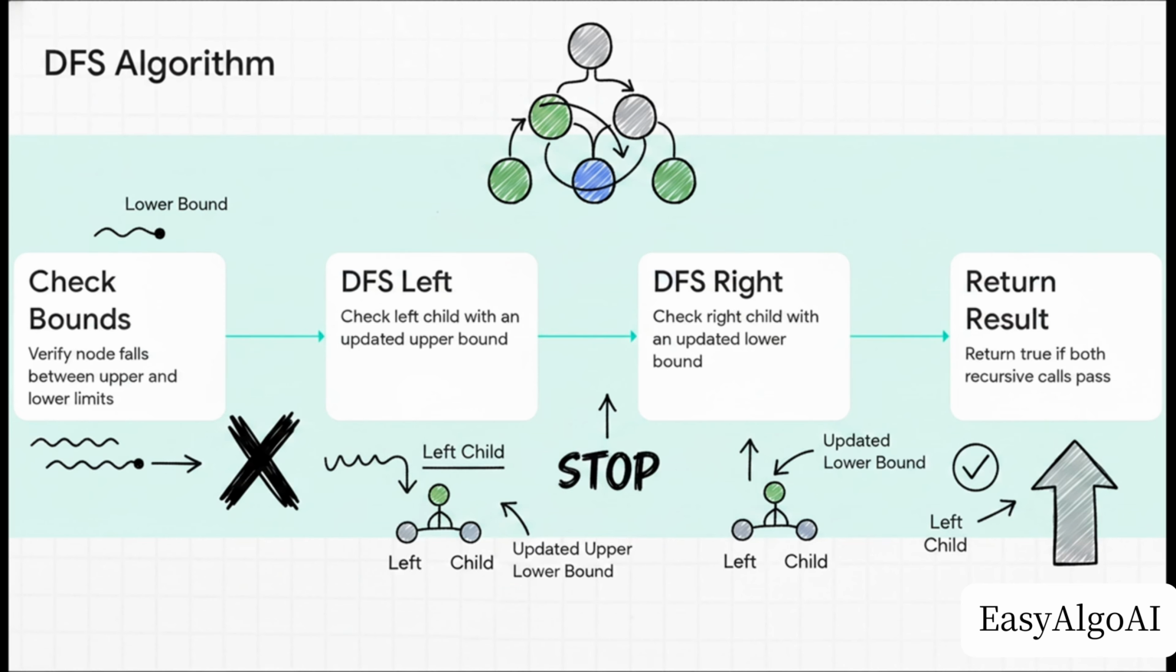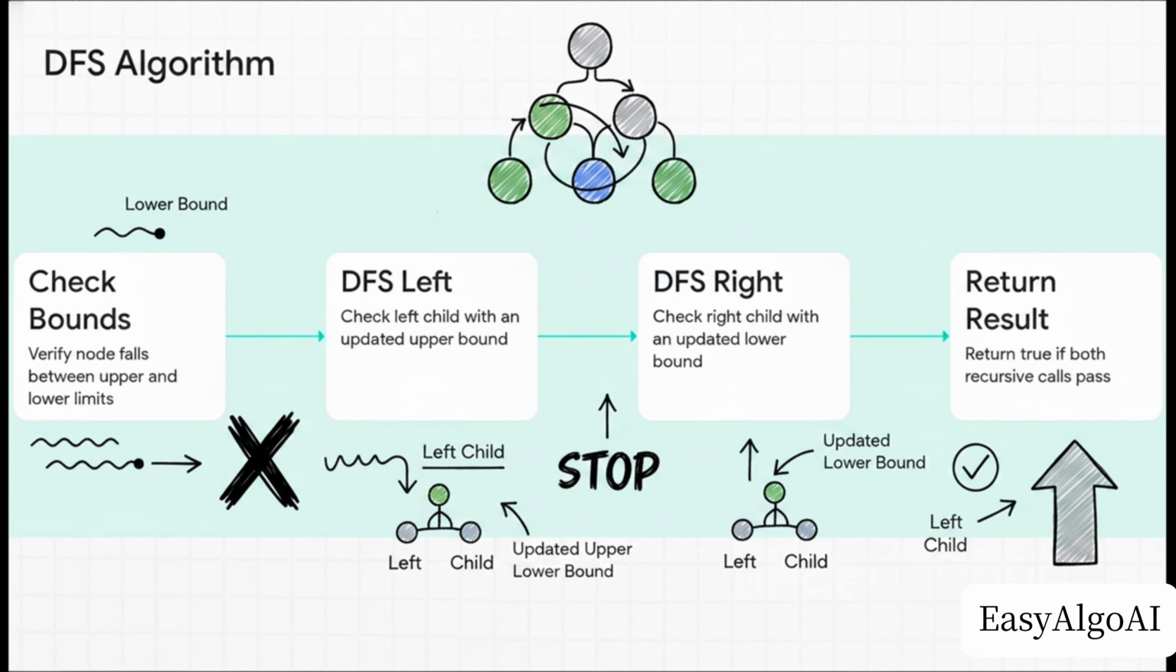Return false. Step 2. Make a recursive DFS call to the left child, bringing the upper bound down to the current node's value. Step 3. Make a recursive DFS call to the right child, pulling the lower bound up to the current node's value. And Step 4, if both recursive calls pass, return true.